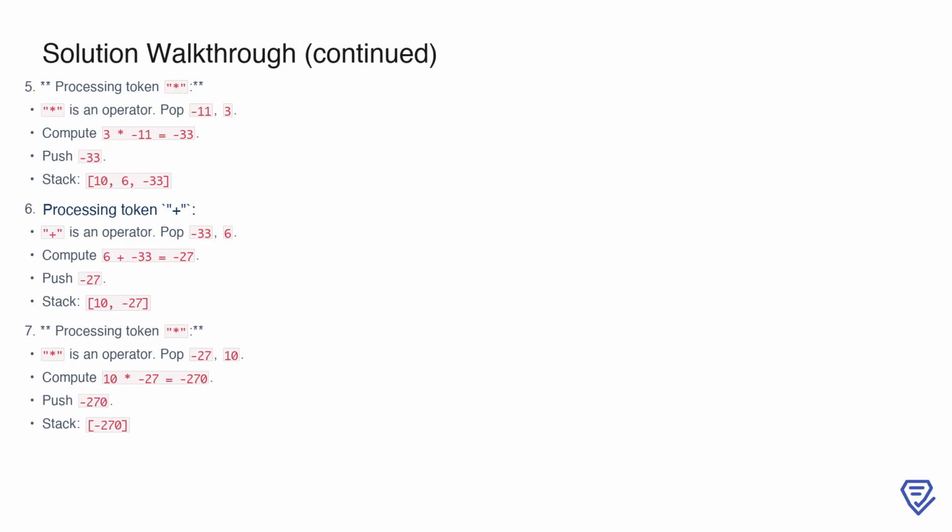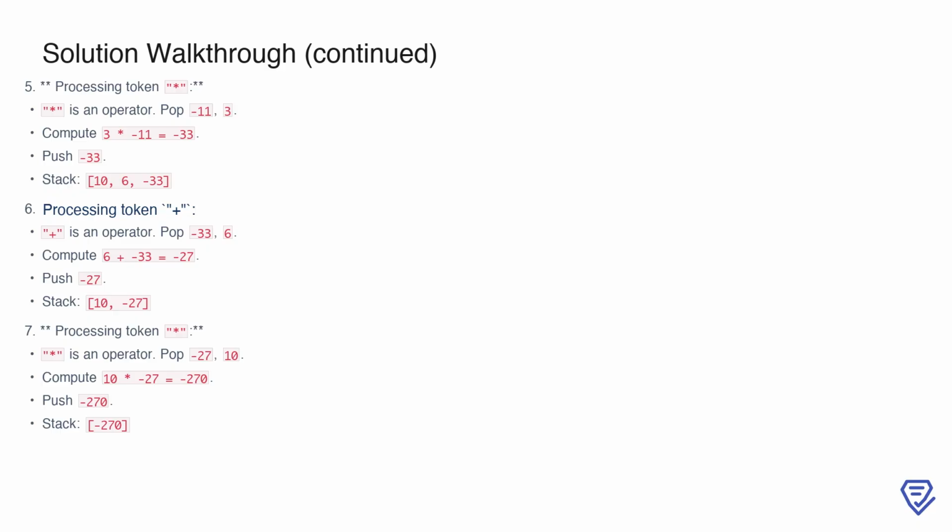Then, the token plus is processed. This is an operator, so we pop the last two numbers from the stack, which are -33 and 6. We compute the addition 6 plus -33, which equals -27, and push the result back onto the stack. The stack now contains 10, -27.